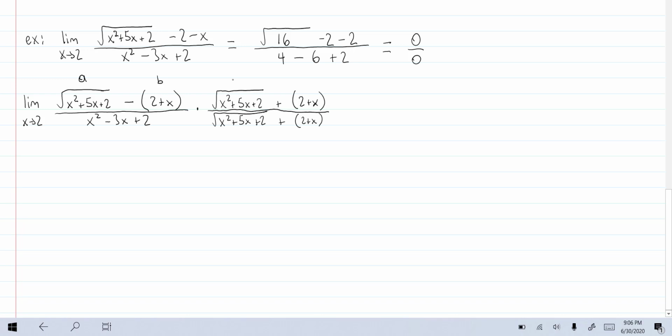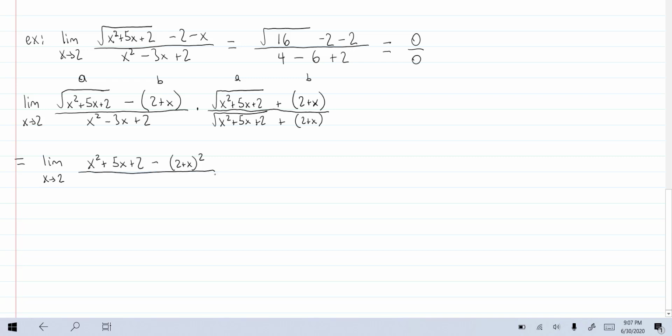All right. So now when we multiply a minus b with a plus b, we know that the result will be a squared minus b squared. And so a squared gets rid of that square root, leaving us with x squared plus 5x plus 2. And then it's going to be minus b, which was 2 plus x, all squared. Okay, so a squared minus b squared.